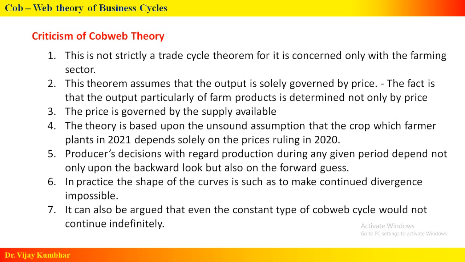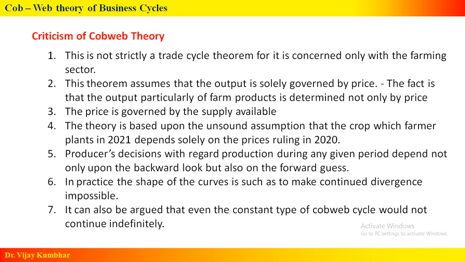These are some important points which should be considered for the critical analysis of this particular cobweb theory. This is not strictly a trade cycle theory, for it concerns only the agriculture or farming sector. It clearly indicates that most of the hypotheses or assumptions of this theory are related to agriculture or farming. These assumptions are not directly connected with the industrial sector. Hence, many economists say this is not a business cycle in general. It is a business cycle theory of the agriculture sector.